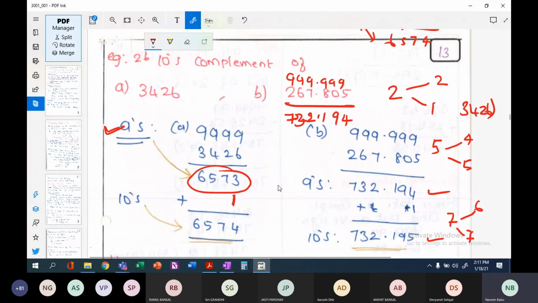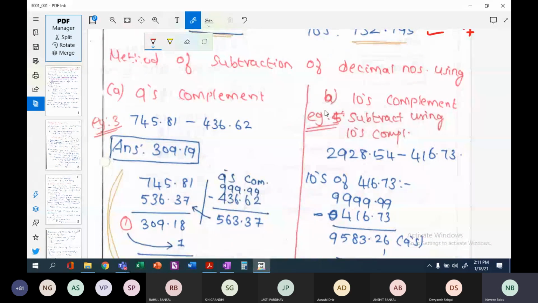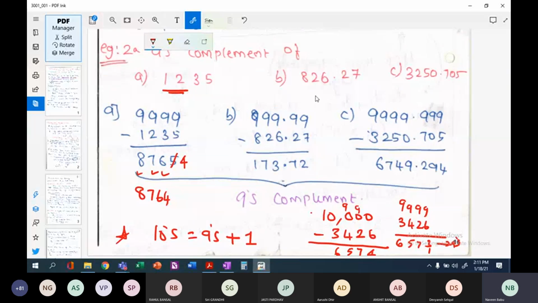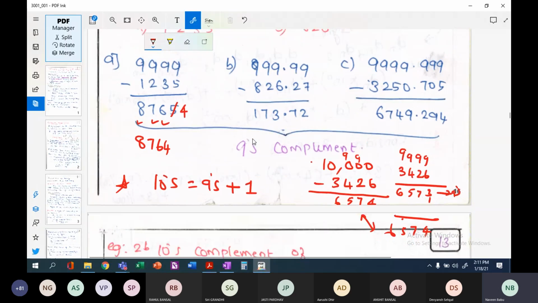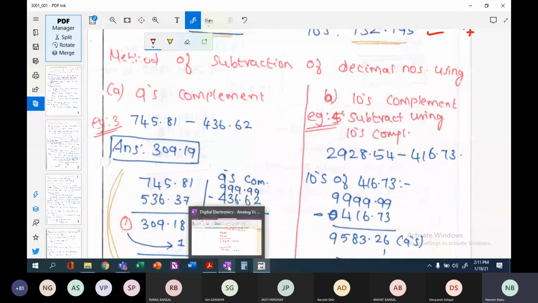Okay. Now let us do subtraction, real subtraction. All we have done in these two examples is we have taken different numbers and we have found out 9's and 10's complement. Now let us do the real subtraction by using 9's complement. Say I want to subtract 745.81 minus 436.62. We have already done an example, but okay. So let me do this on notes.